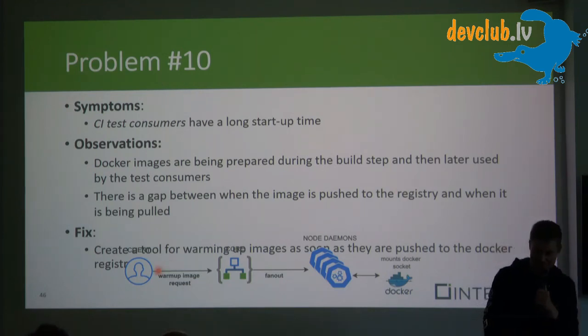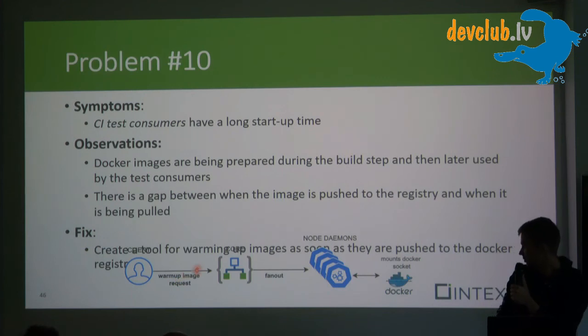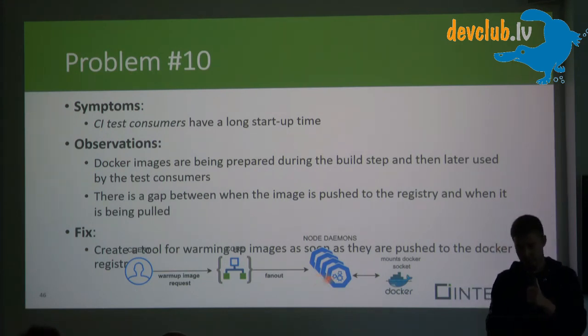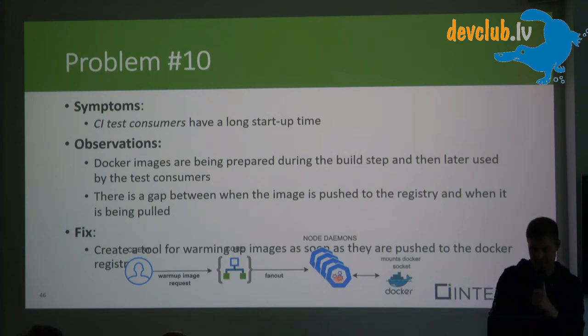And the architecture of this was not very hard. The client, Bamboo in our case, was sending the warm-up requests to the core application, saying which images to warm up. And it was just distributing the requests to the daemons that were running on each node, that were just doing docker pull. And to propagate this pull to the local Docker, we just mounted the Docker socket there.